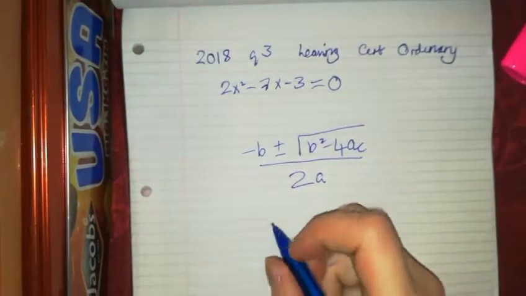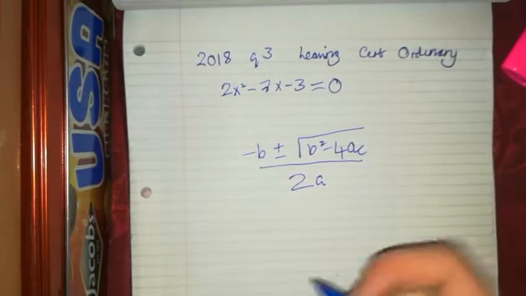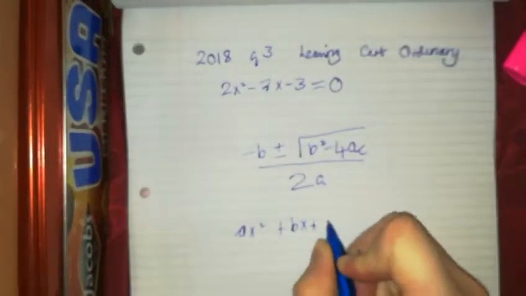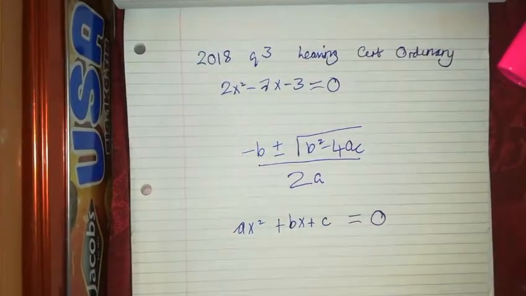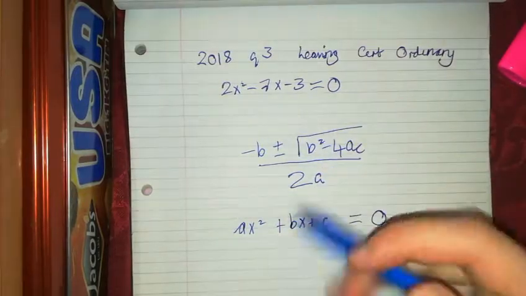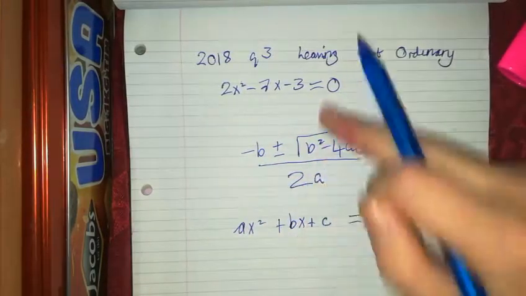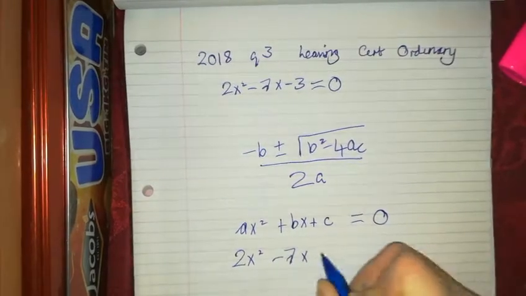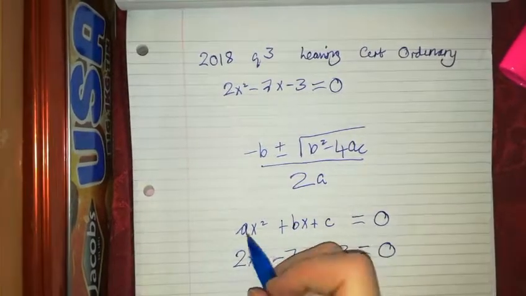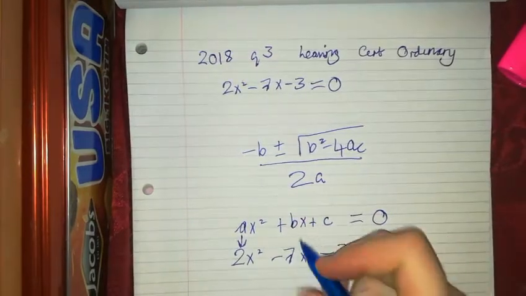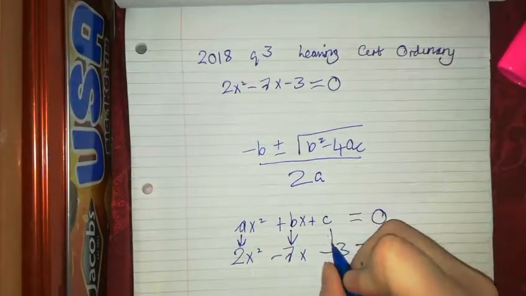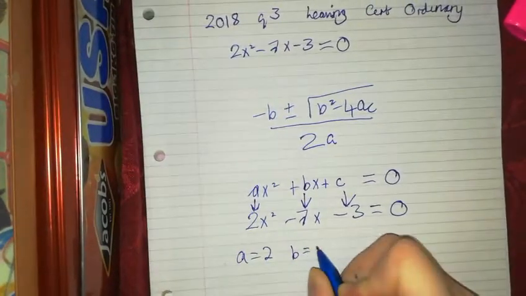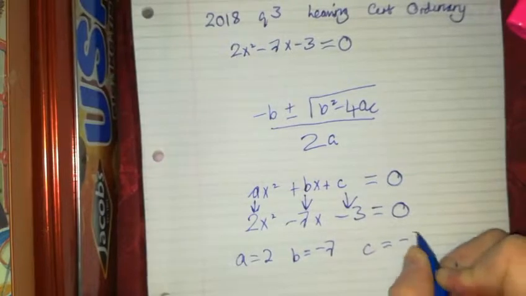And where do we get our a's, our b's and our c's from? Well, ax squared plus bx plus c equals 0 is the general form of a quadratic, and we have to match our quadratic up to it, to see which is the a of ours, which is the b of ours, and which is the c of ours. So 2x squared minus 7x minus 3 is equal to 0. So our a is 2, our b is minus 7, and our c is minus 3.